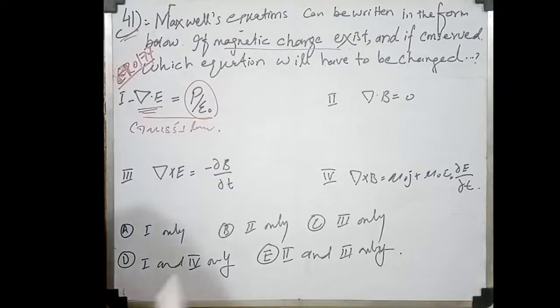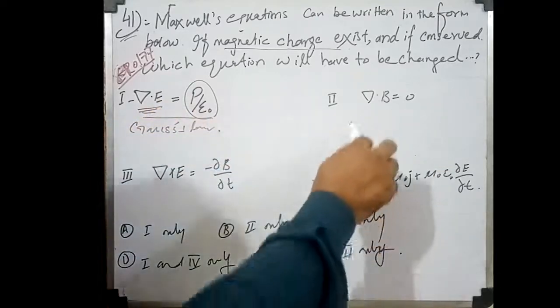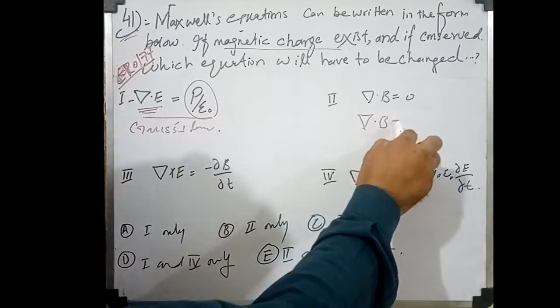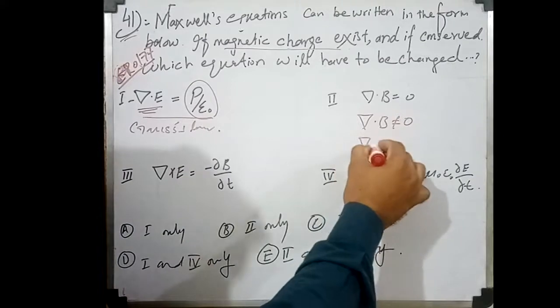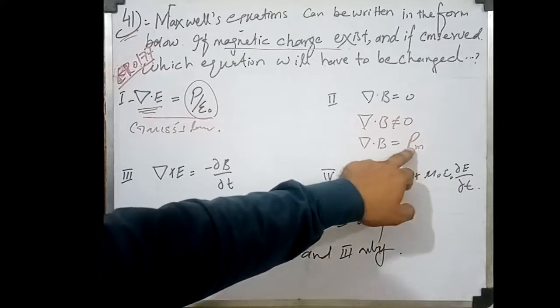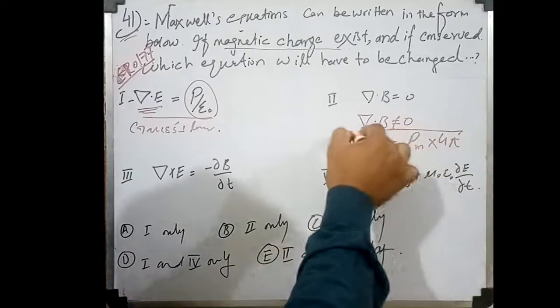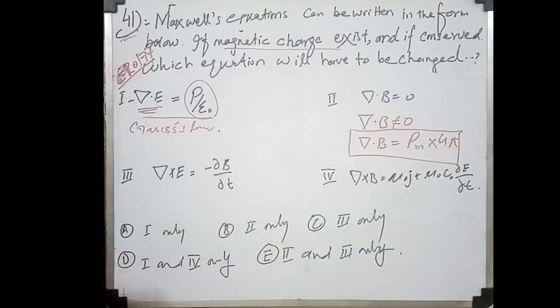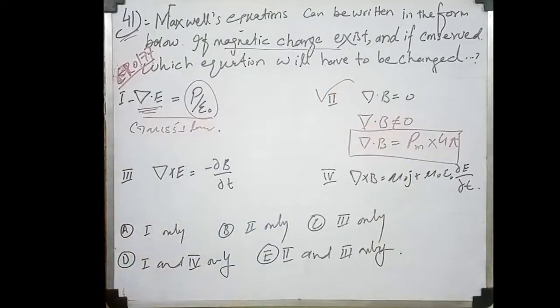The second equation is del dot B equal to 0. This is 0 if there is no magnetic charge. If we assume there is magnetic charge, then the symmetric equation is that one, so this should not be equal to 0. If we assume there is magnetic charge, then this should become del dot B equal to rho m, m for magnetic charge distribution, divided by some constant term, let's say 4 pi. This equation will become like this if we assume the existence of magnetic charge. So this equation will need change.